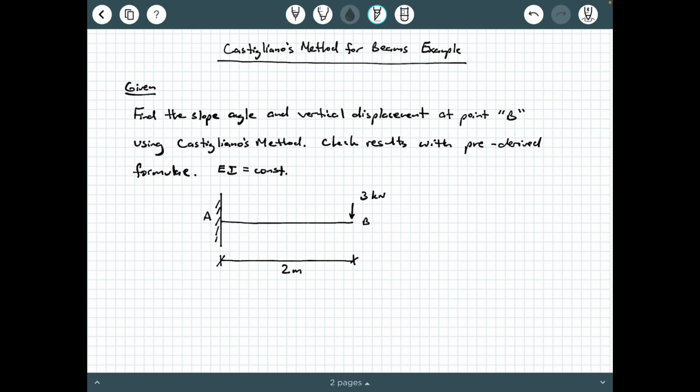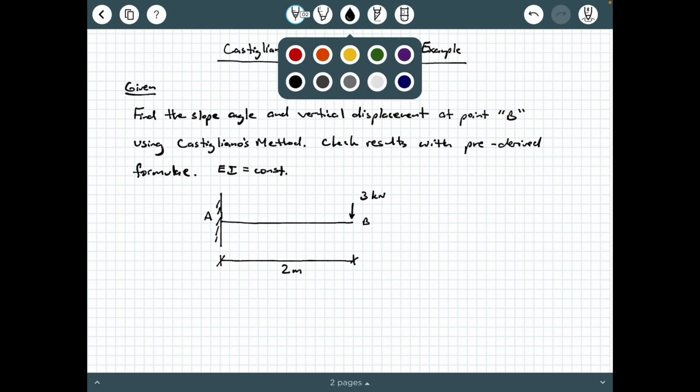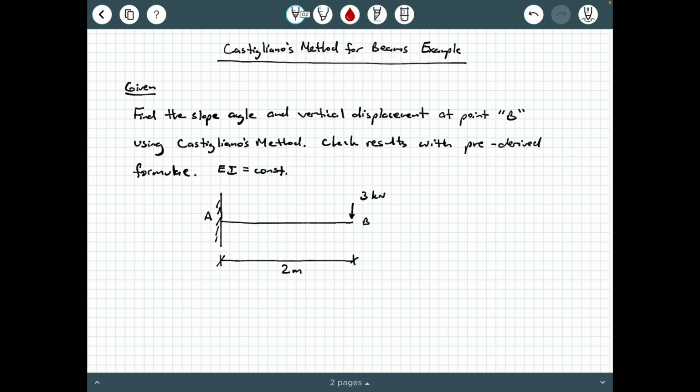EI is constant. So here we have a cantilever beam. We have a fixed connection at A, and we have a free connection at B. It's 2 meters long, and we have a point load of 3 kilonewtons at the free end. So one thing we can do to help us visualize what's going on is to go ahead and sketch the shape of the elastic curve.